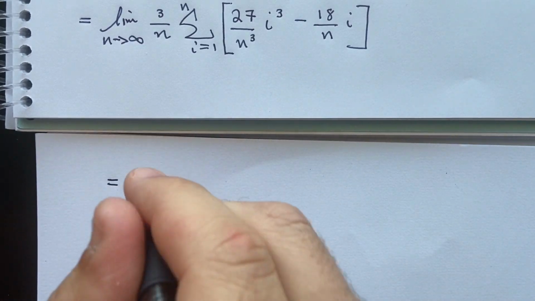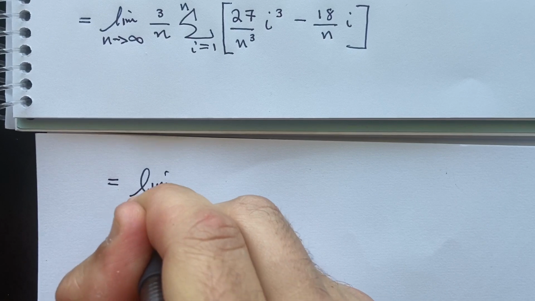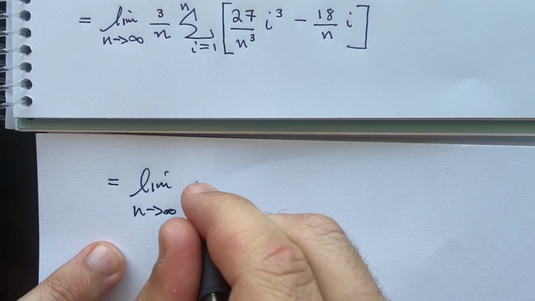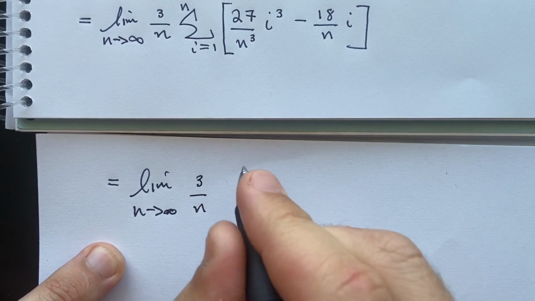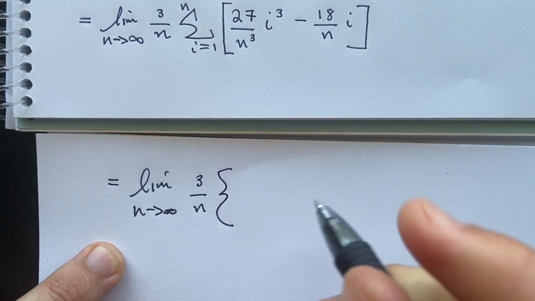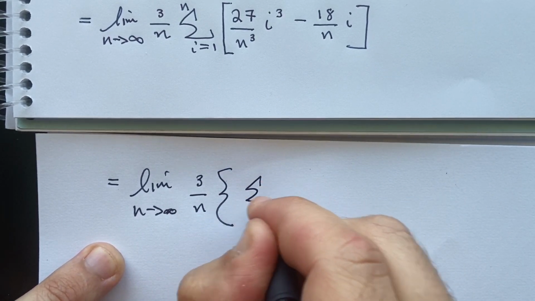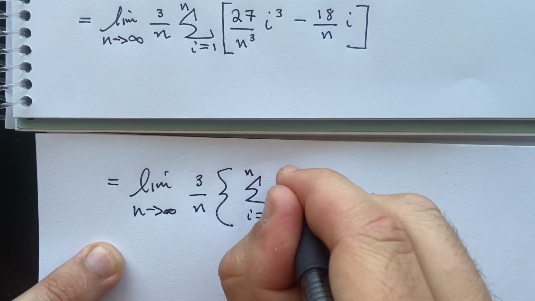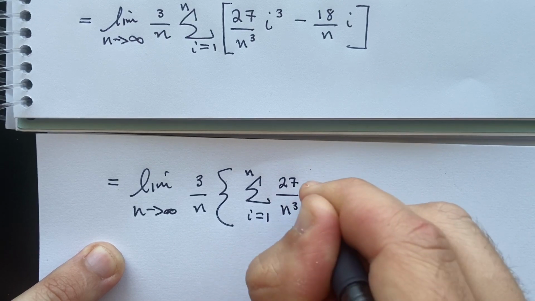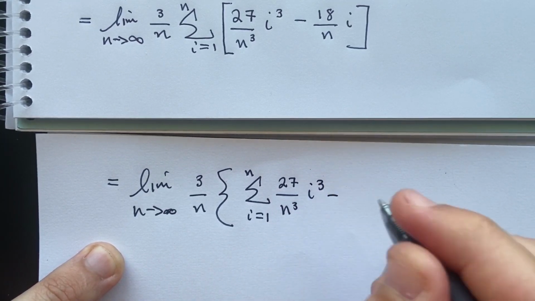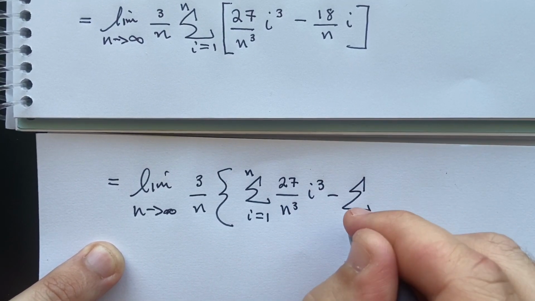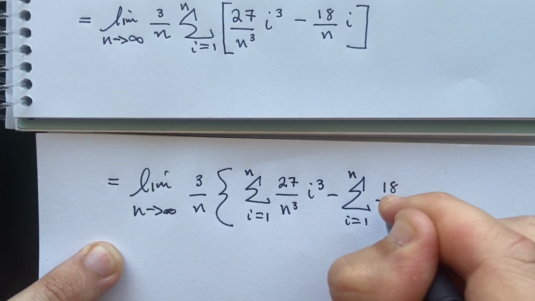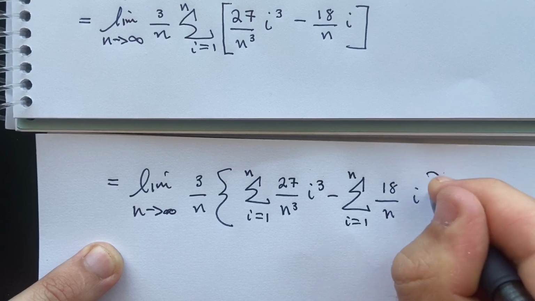So this would be equivalent to the limit as n goes to infinity. That's an infinity symbol, believe it or not, of 3 over n. And then I'll have braces, the sum from 1 to n, 27 over n cubed i cubed, minus the sum, i goes from 1 to n, of 18 over n i.